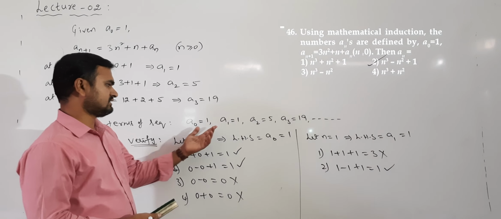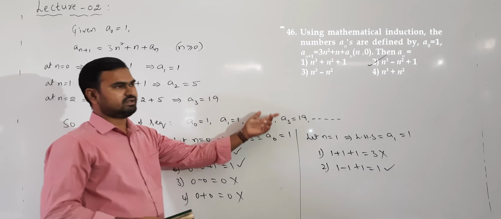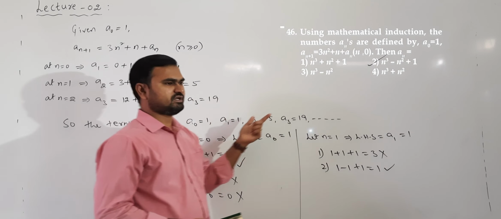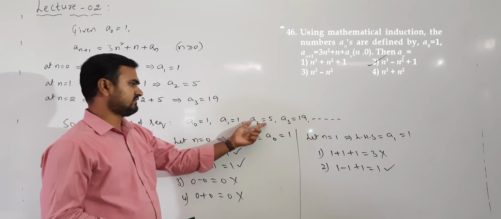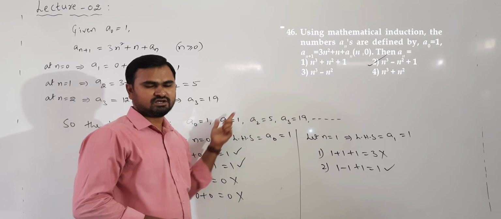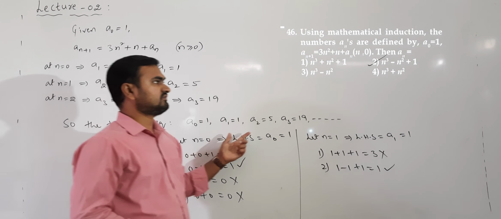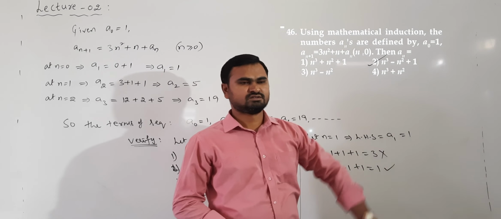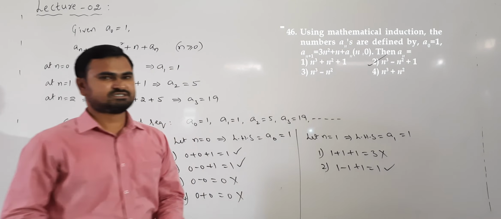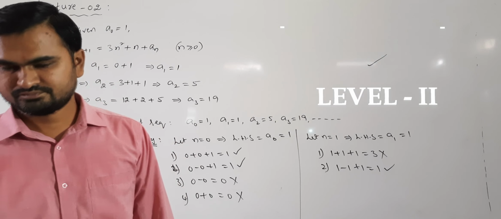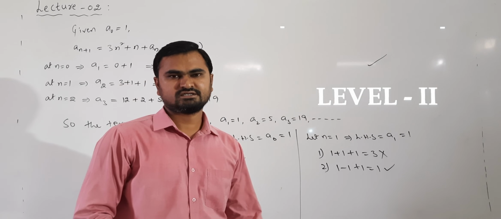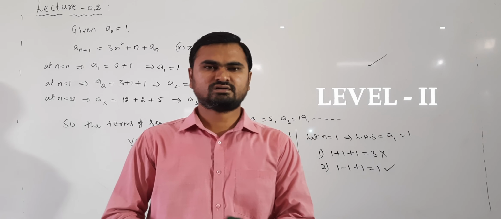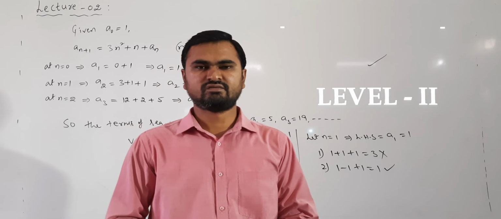So here the terms are not given directly. The a_(n+1) expression is given. Using that, first we find the terms a0, a1, a2, a3 like this. Now using these terms we can verify for finding what a_n is. So these are the problems based on level 1. From the next class we will see the problems based on level 2. So try to complete all the problems up to this level 1. Thank you.